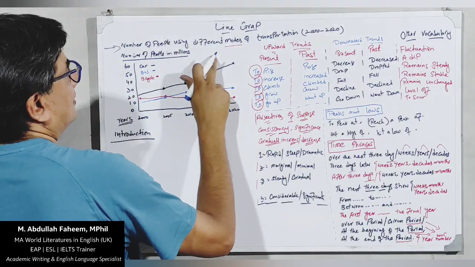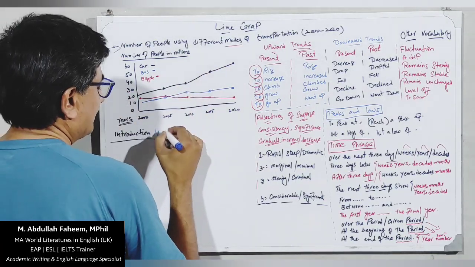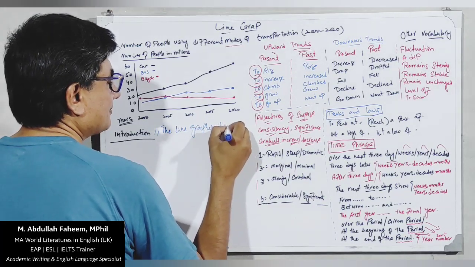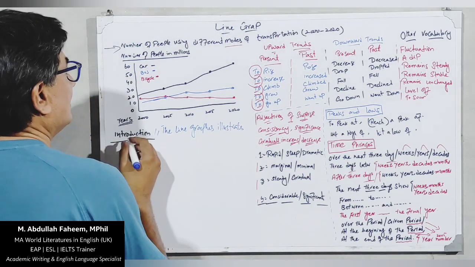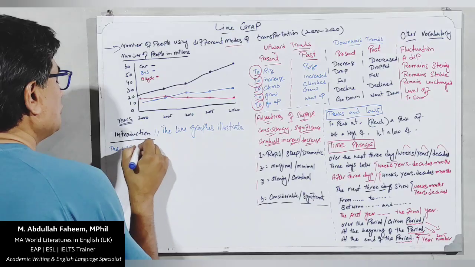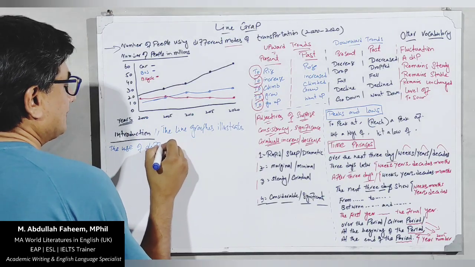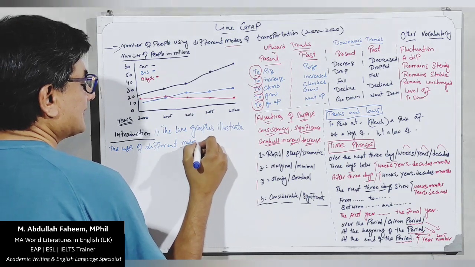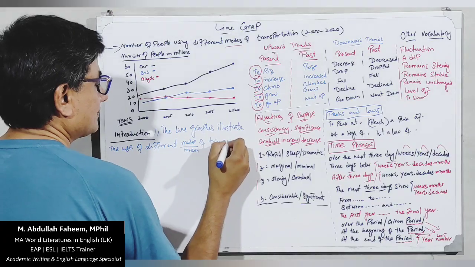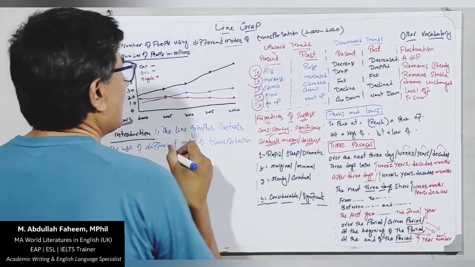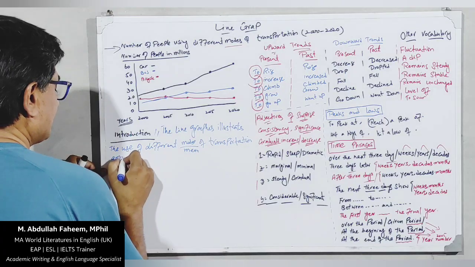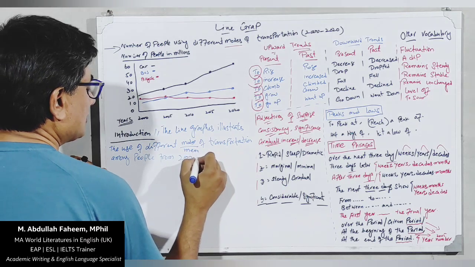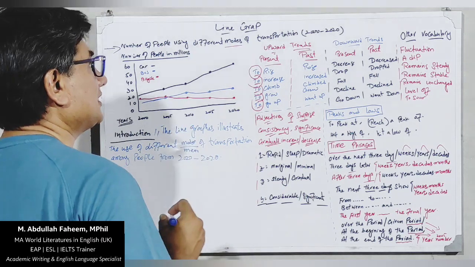It's a line graph. So we'll start. The line graph illustrates the use of different modes or means of transportation among people from 2000 to 2020.